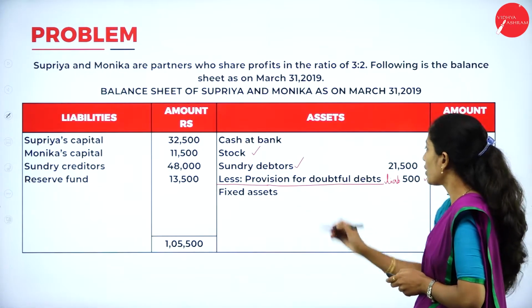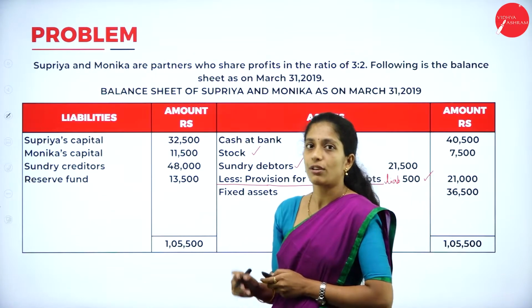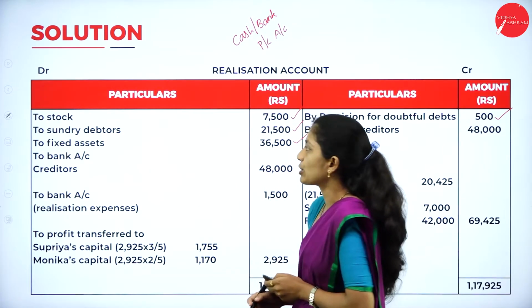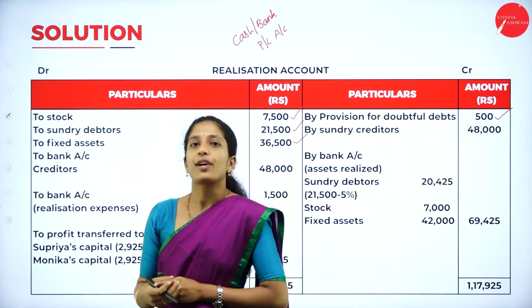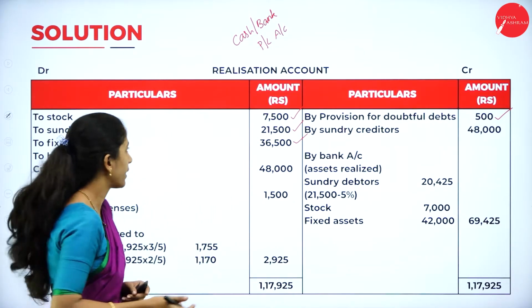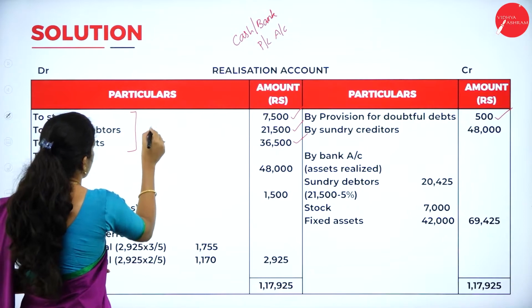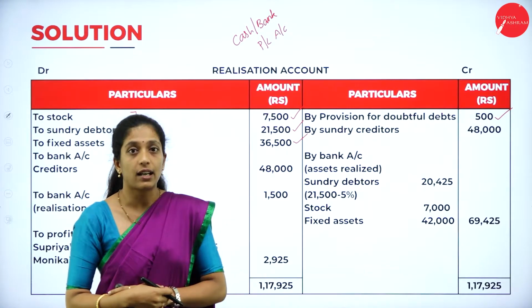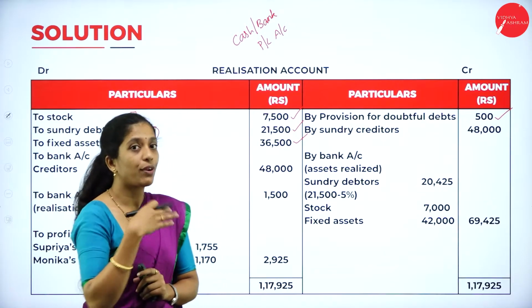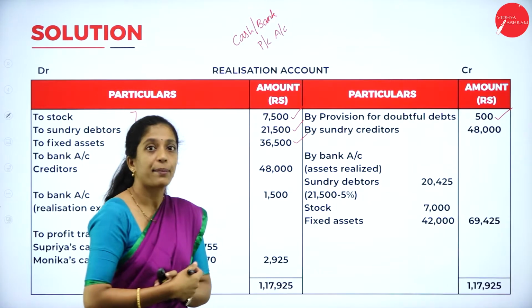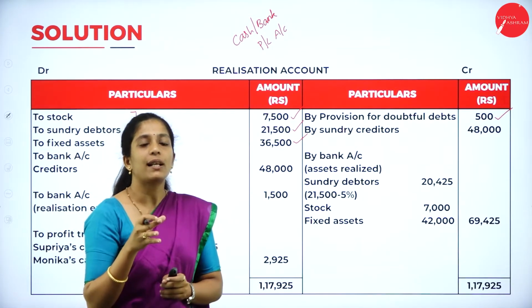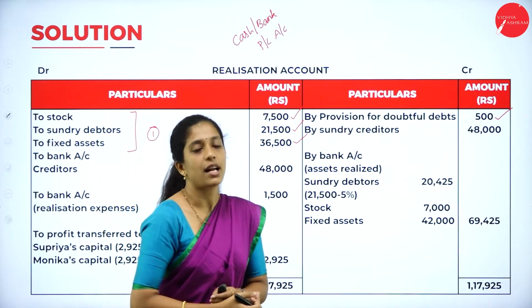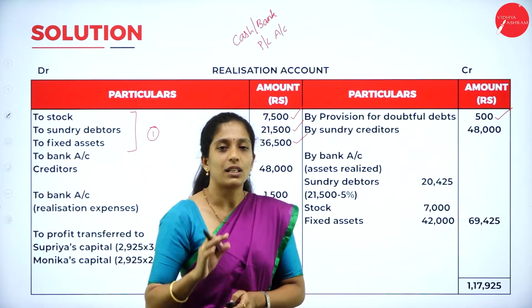Now come to the next one, fixed asset. Fixed asset 36,500, transfer to your debit side. Now we have transferred all the assets except cash at bank. So this is the first step, that is transferring of all the assets except cash at bank and profit and loss account. And in debtors we had a provision and we have transferred that provision to the credit side because it's a liability. It's not only the provision, if anything is deducted from debtors, immediately transfer to the credit side of realization account. Now we are done with the first step.